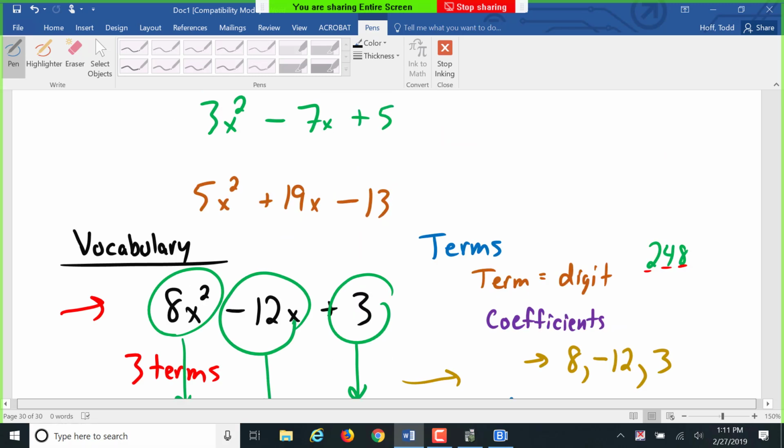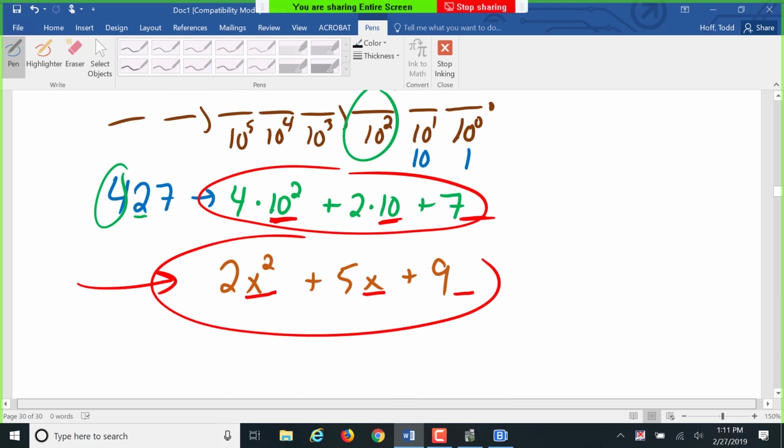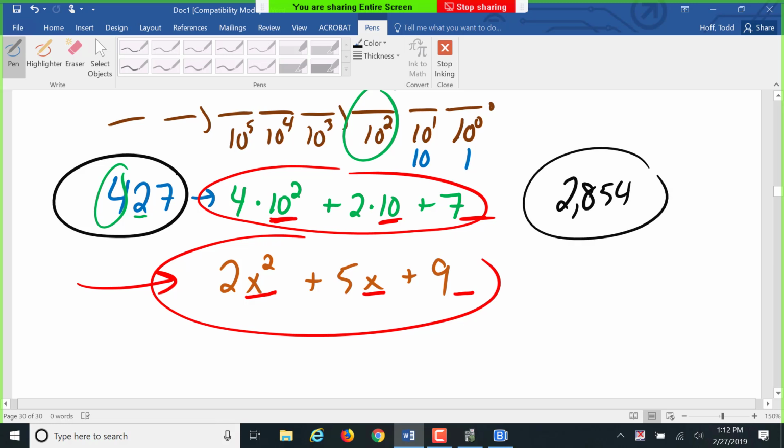Just like up here for our whole numbers, 427, we would say that that is in the hundreds, because that is the place value of the largest digit. If it was 2,854, we would say that number is in the thousands. Basically, we're saying it has a degree into the thousands place, or the 10 to the 4th place.